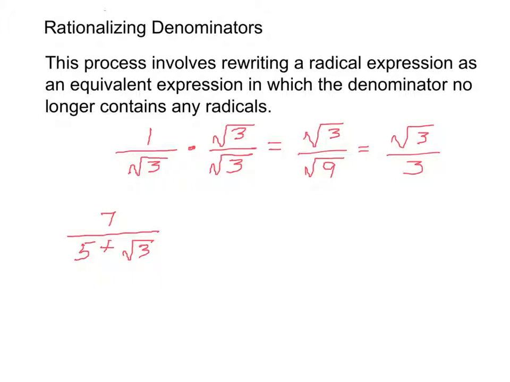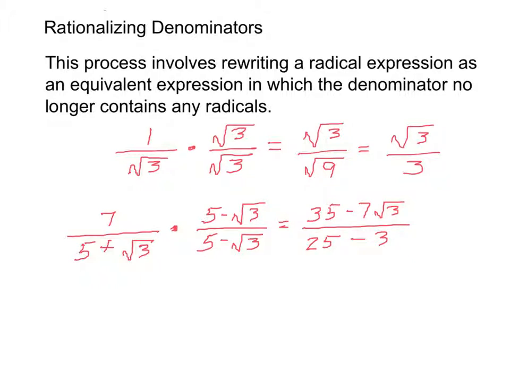Now what do I do if I have an example like this? Let's say I have 7 over 5 plus the square root of 3. I can't simply multiply by the square root of 3, because that'll get rid of the square root of 3, but now I have 5 times the square root of 3 as well. So how do I handle this? I handle this by multiplying by something called the conjugate, which is the same term as what is in the denominator. The only difference is the sign has changed. So if I multiply, again, I'm multiplying by 1, which is 5 minus the square root of 3 over 5 minus the square root of 3.